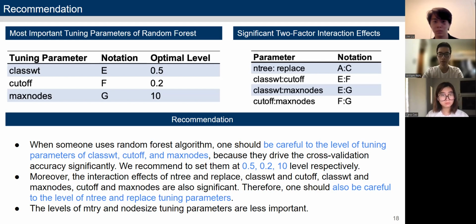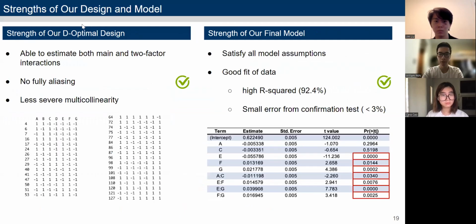Finally, regarding the strengths of our optimal design, our design is able to estimate all main effects and two-factor interactions, and our model doesn't have fully aliasing relationship, and it has less severe multicollinearity. In terms of our final model, our model satisfies all the assumptions and is a good fit to the data.